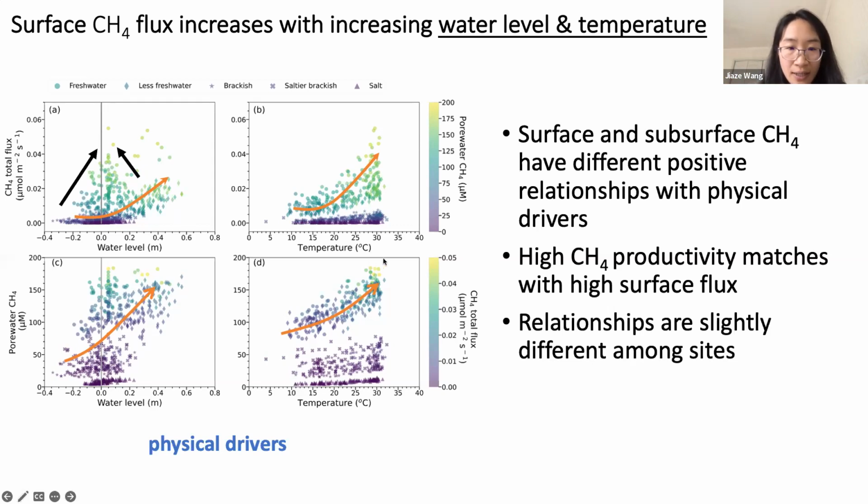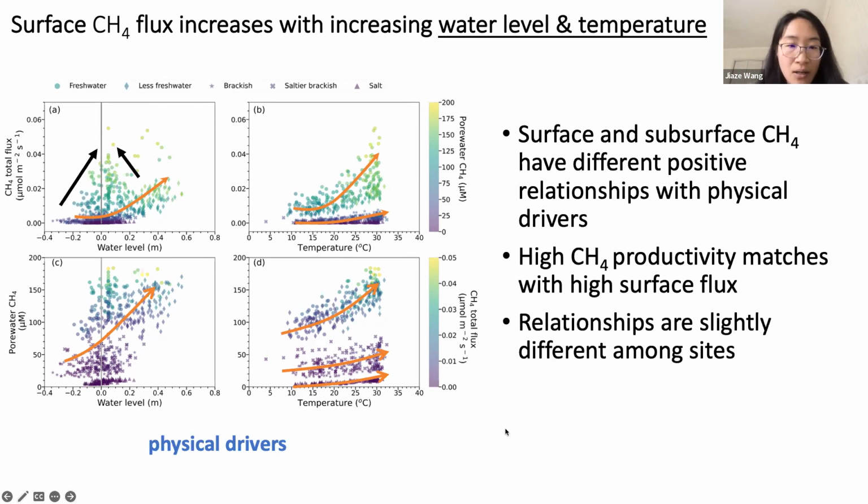Another feature is the temperature. Although in the model the temperature impact on the biogeochemical reactions uses the same temperature function for all sites, when we plot methane against temperature for different sites, they actually show different temperature relations. That means there are other things regulating those relationships between the methane flux and temperature, and also the pore water methane and temperature in the subsurface.